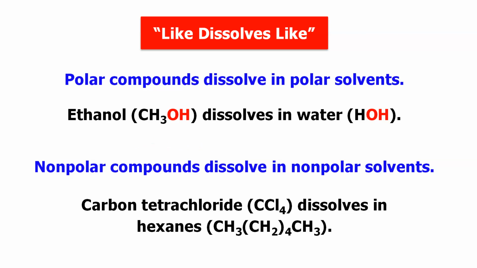Nonpolar compounds dissolve in nonpolar solvents. So carbon tetrachloride is an example of a nonpolar molecule because none of the bonds are polar. Hexanes are also nonpolar. So carbon tetrachloride is soluble in hexane, not soluble in water.